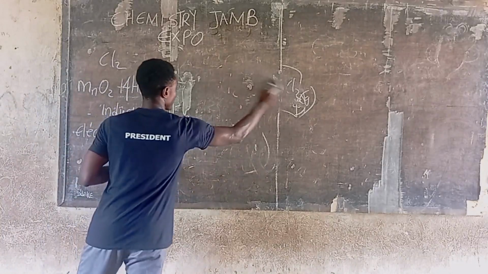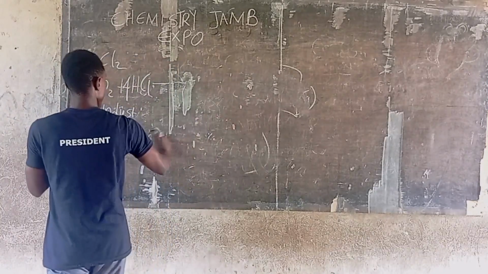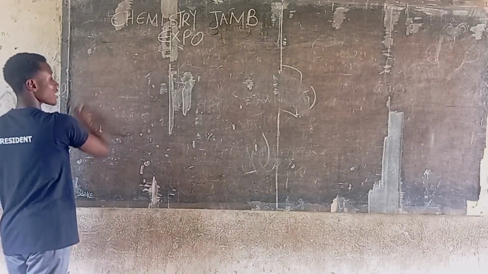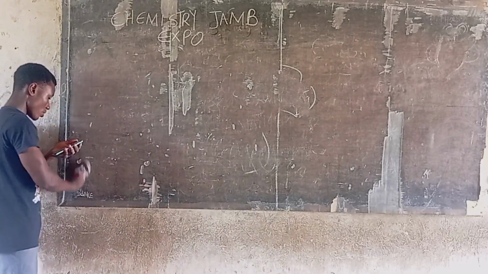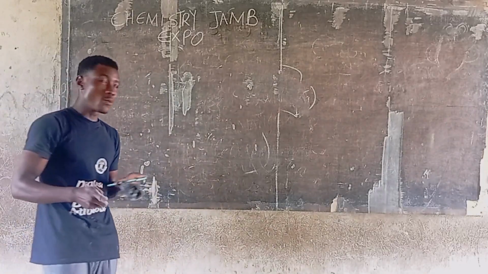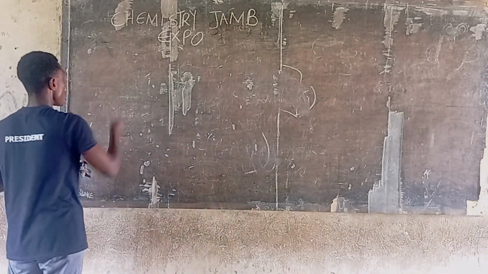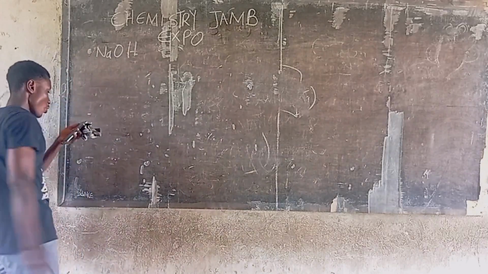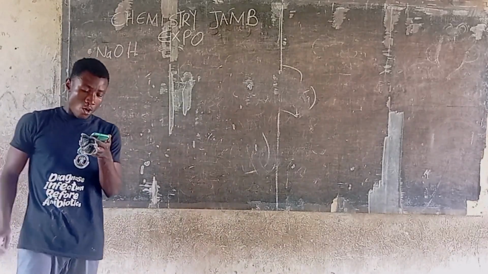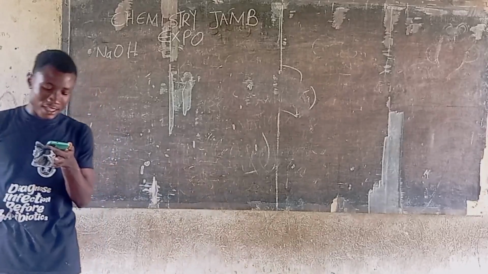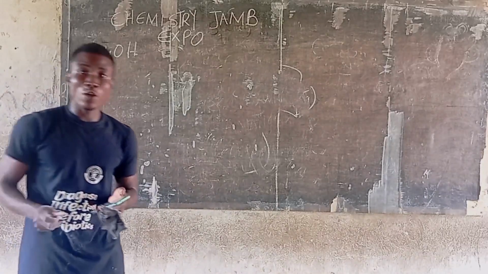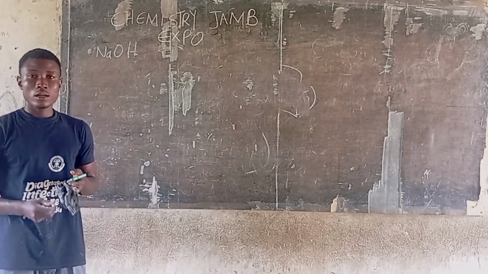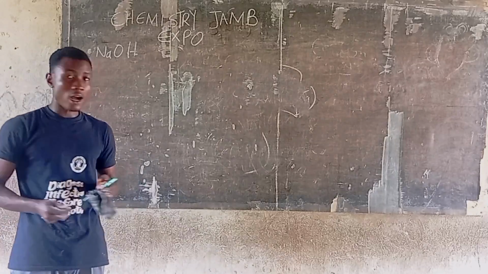So for the last one, which is number 6, the last important substance that JAMB will bother to ask you questions on is simply sodium hydroxide, NaOH. So for the laboratory preparation of sodium hydroxide, it is simply the reaction of sodium metal with water.